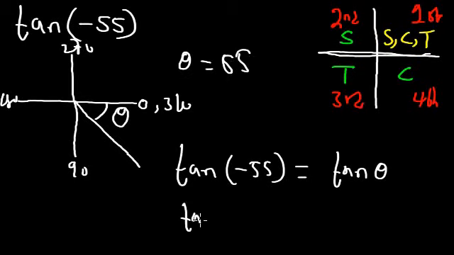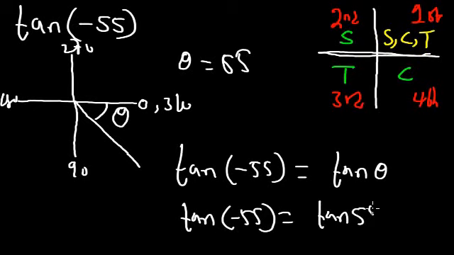And therefore, tan negative 55 will be equal to tan 55. Now, should it be tan 55 or negative tan 55? How can we tell? That will depend on the sign of the tangent function in the quadrant that theta falls into. Theta falls into the fourth quadrant, as we can clearly see, and we know that in the fourth quadrant, only cosine is expected to be positive. So therefore, it's going to be negative tan 55. And that's just how it works.